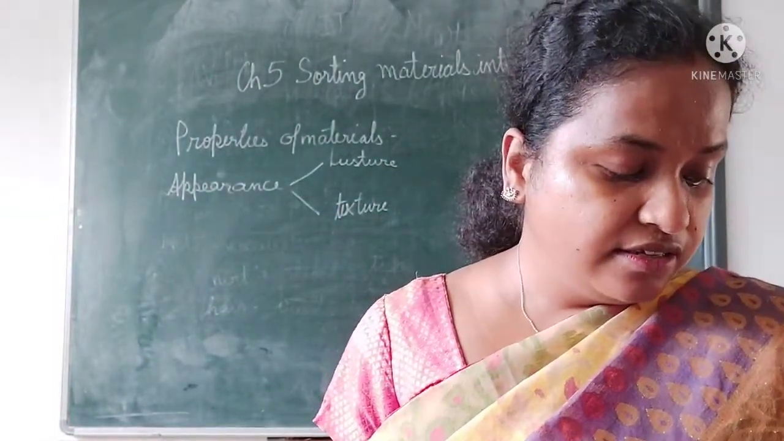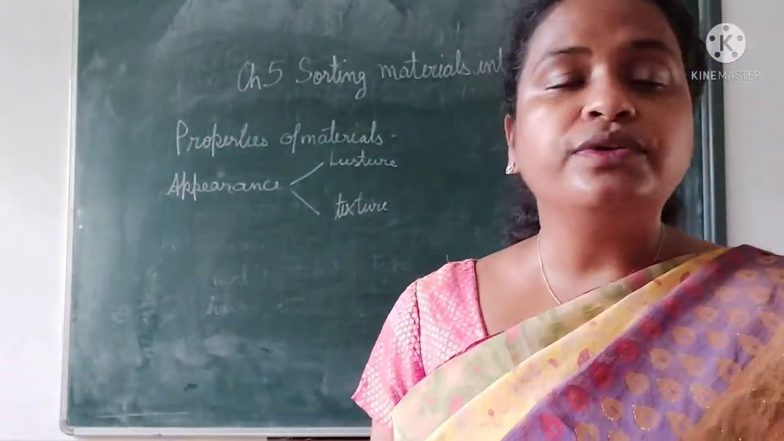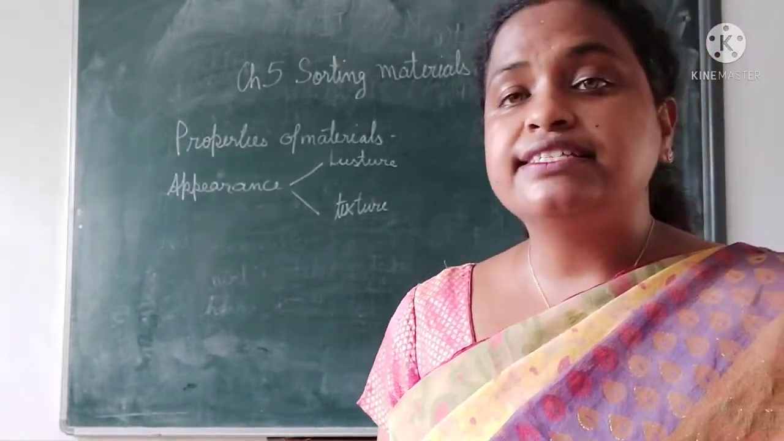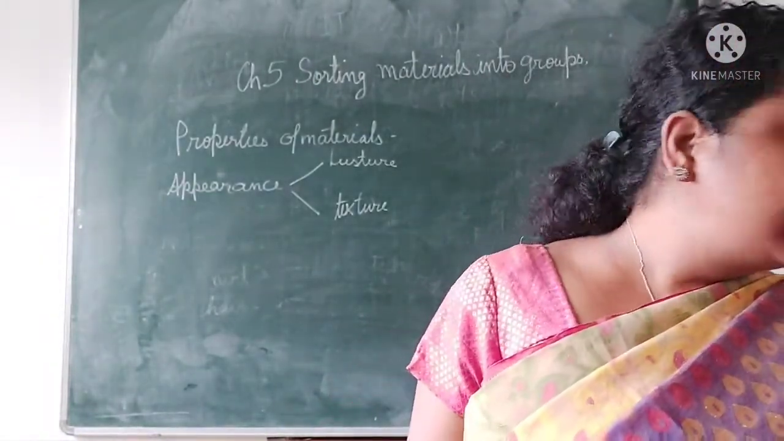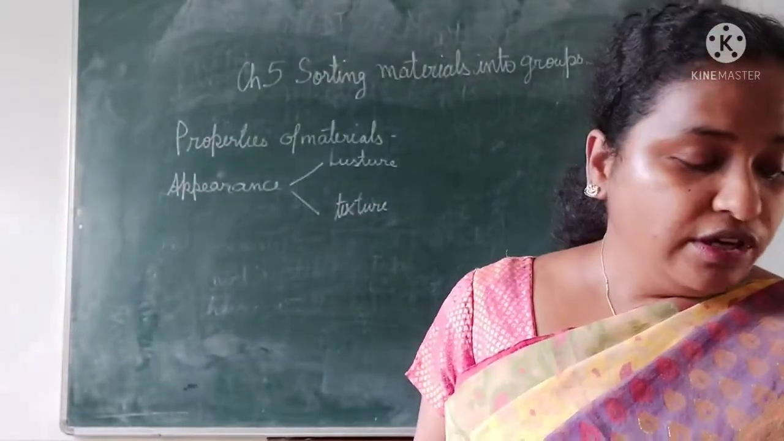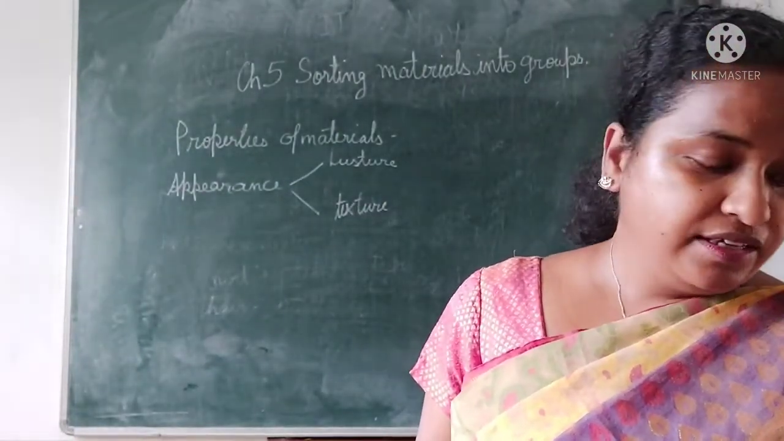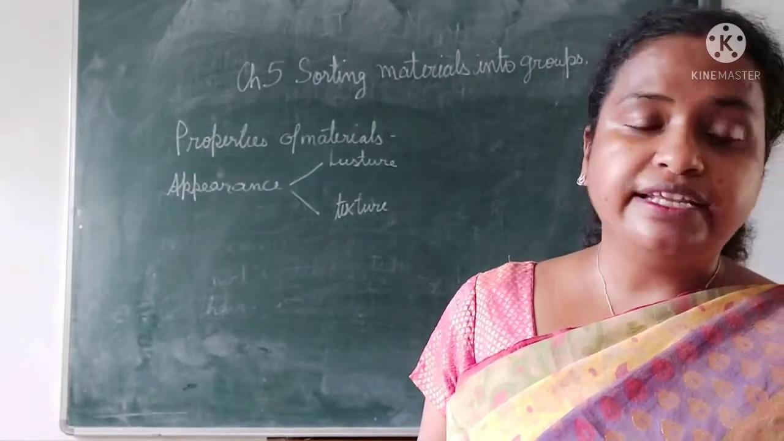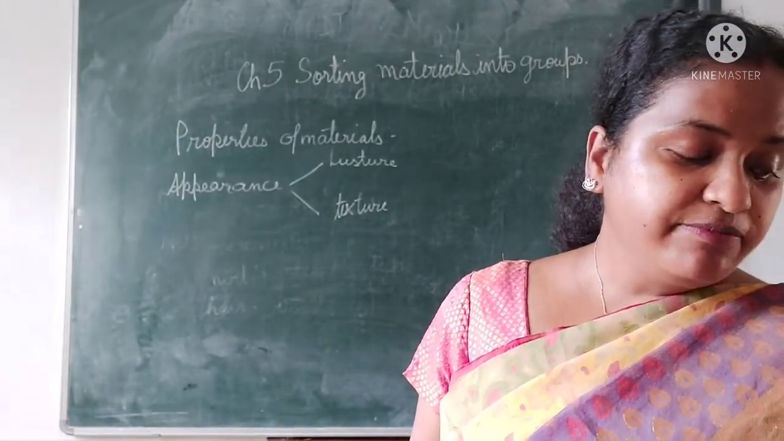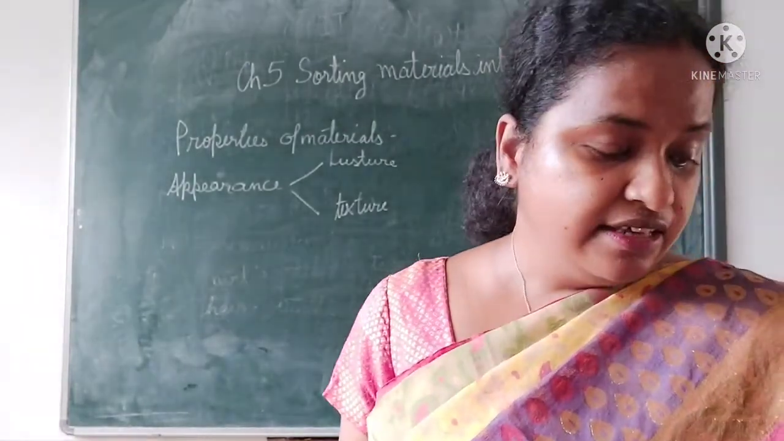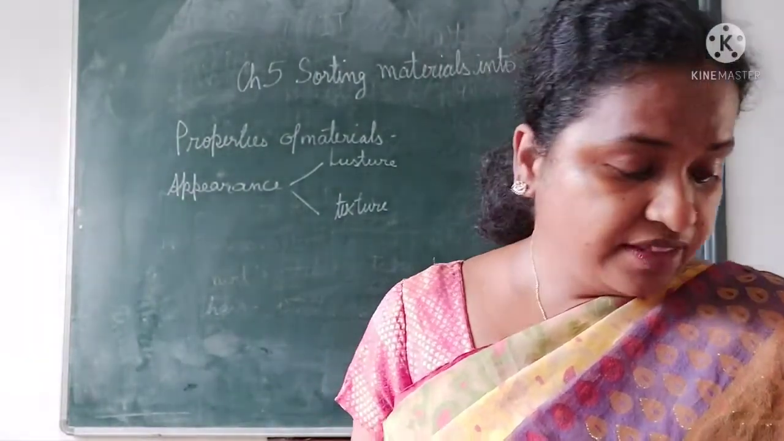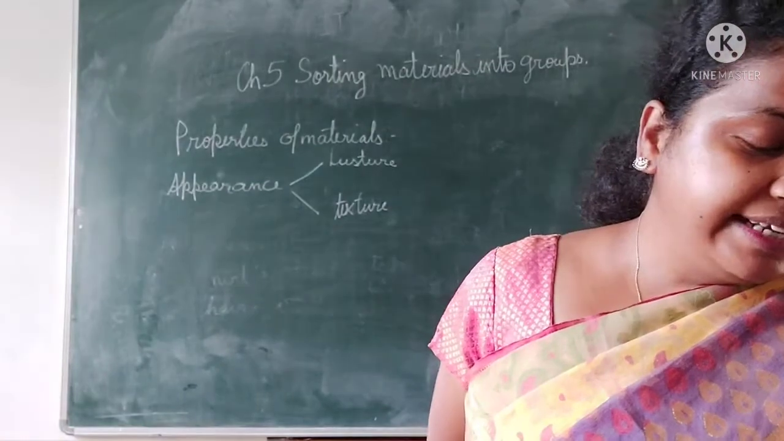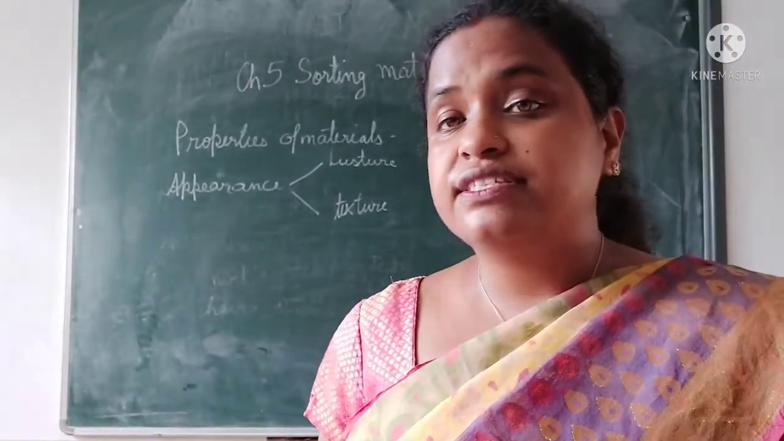Then texture. How can you describe texture? Whether it is smooth or rough. Materials can be classified as rough or smooth based on their texture. Texture is the feel of any material when touched. Rough materials have uneven surfaces, while smooth materials have even surfaces.